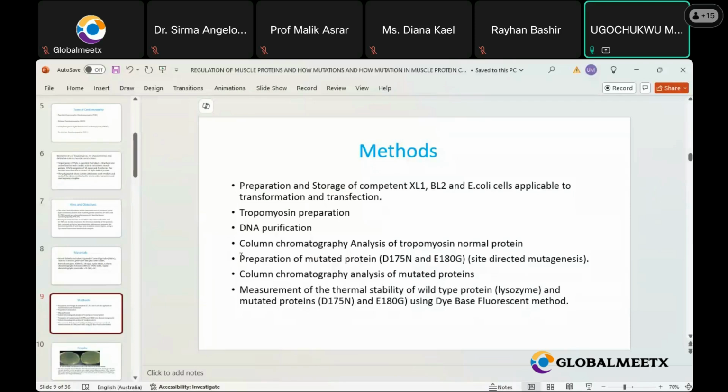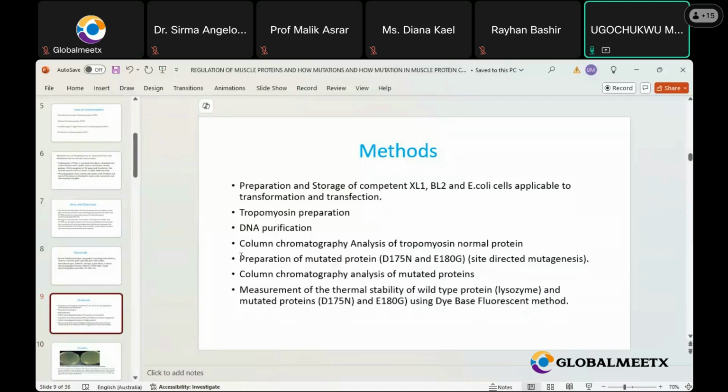Measurement of the thermal stability of wild-type protein, known as lysozyme, and mutated proteins, known as D175N and E180G, using a dye-based fluorescent method. The principle of the assay: the protein is mixed with the dye and heated. As it unfolds or melts, hydrophobic parts of the protein are exposed and bind to the dye, resulting in a significant increase in the fluorescent emission detected by the PCR system.